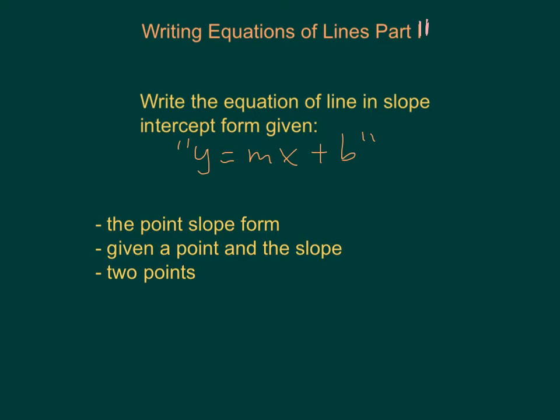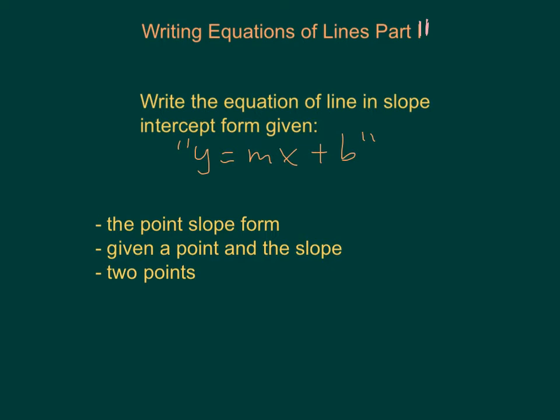In writing equations of lines part 2, we're going to talk about writing the equation of the line in slope-intercept form. So our final answer looks like y equals mx plus b in 3 forms. First, given the point-slope form, so this is a review from part 1. Then, given a point and a slope, and then also given 2 points. And we have a secret guest star with us today.